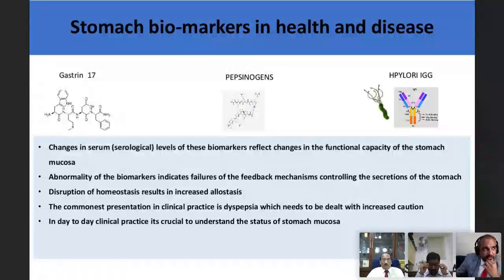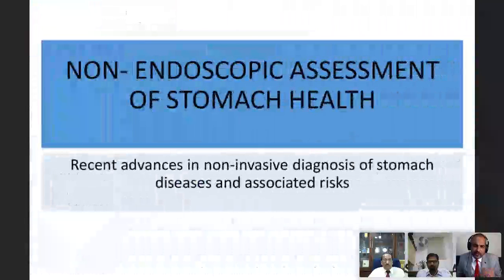Though in day-to-day practice it becomes crucial to understand the status of stomach mucosa, at a clinician or physician level there is no powerful tool to assess this condition of the stomach apart from the H. pylori test. Obviously, gastroenterologists have the privilege to use their endoscopes to understand structural changes, but the underlying functional changes that bring about those structural changes are more important and need to be understood very early in the disease pathogenesis process.